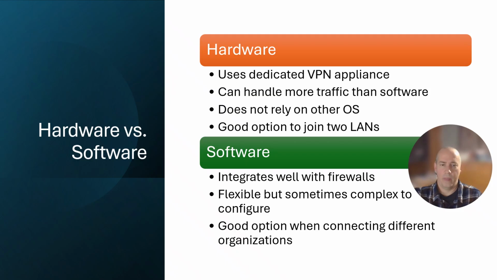The other option is a software VPN. They would be better integrated with firewalls, and they are more flexible than the hardware option, but they could be complex to configure. And they're a good option when connecting across different organizations. Firewalls would have to be configured to accept VPN communication.